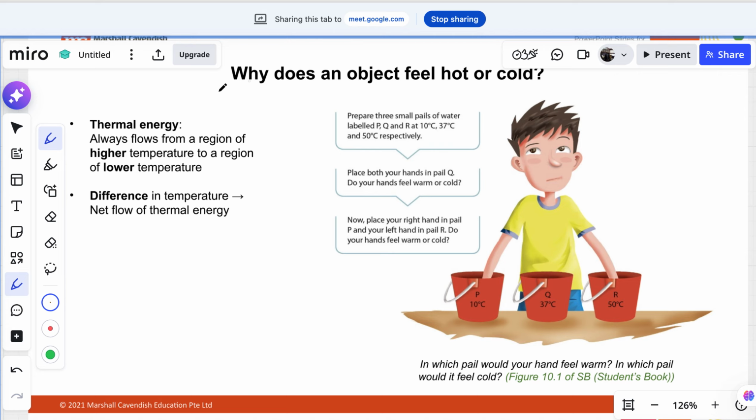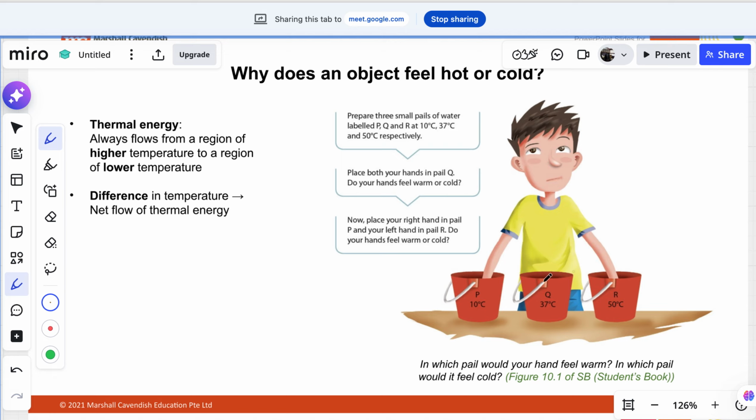Now let's quickly take a look at a small experiment. We take three buckets and fill them with water at different temperatures. We have P, Q, and R. P is set at 10 degrees Celsius, Q at 37 degrees Celsius, and R at 50 degrees Celsius. The first thing we do is prepare these three buckets of water, labeled P, Q, R, at these temperatures respectively. Then we place both of our hands in Q.